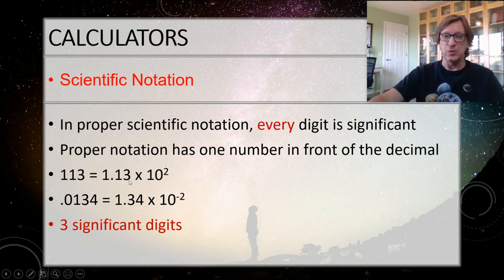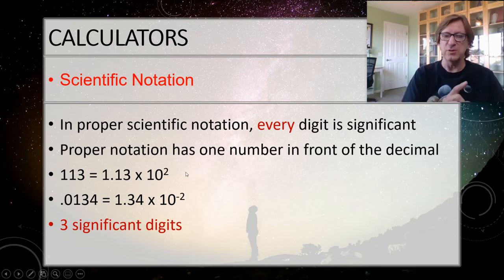But then I need to tell you how many places to move the decimal. So to get the decimal back to where it needs to be, I move it 2 places. So I write this as times 10 to the second. So 2 places, we'll put it where it needs to be. So that's 1.13 times 10 to the second.